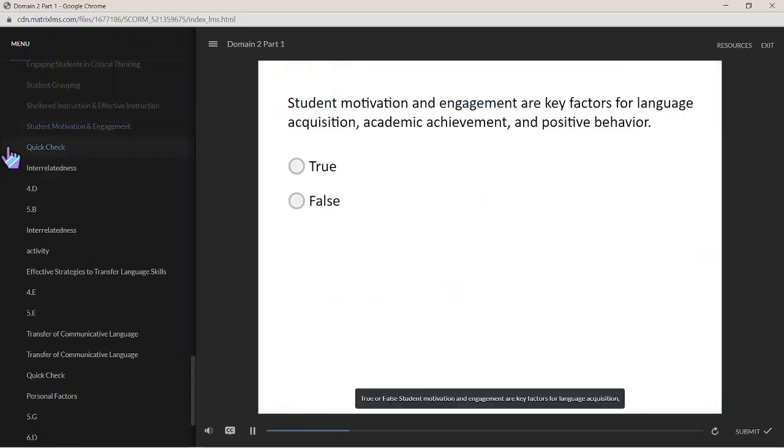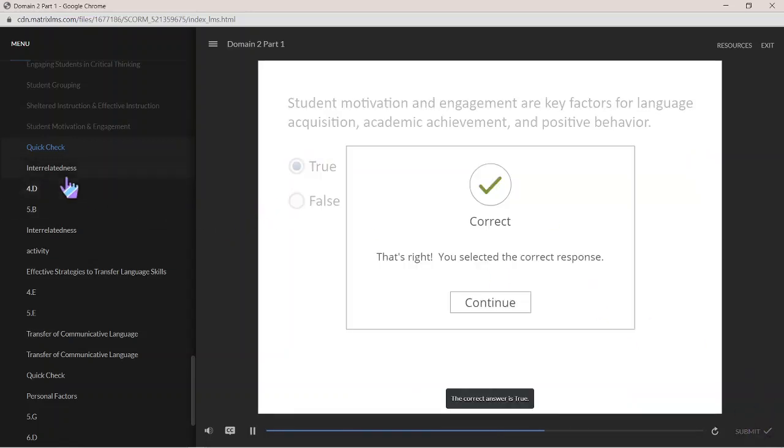True or false? Student motivation and engagement are key factors for language acquisition, academic achievement, and positive behavior. The correct answer is true.